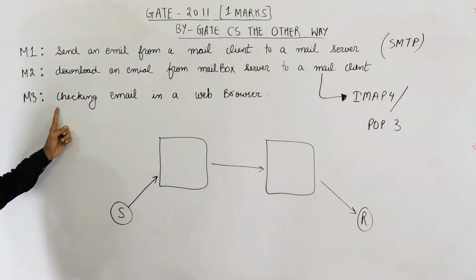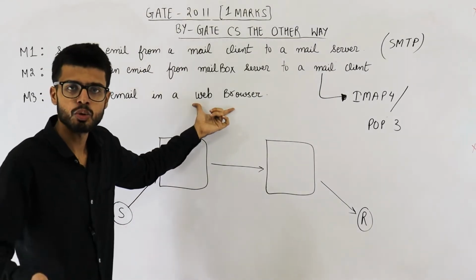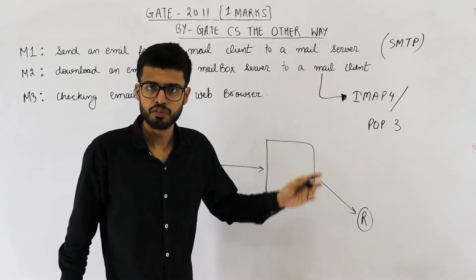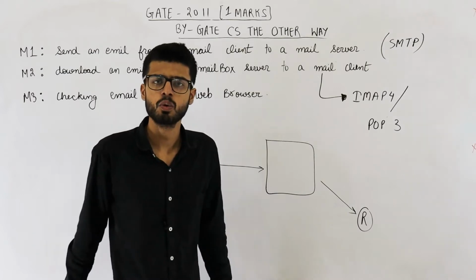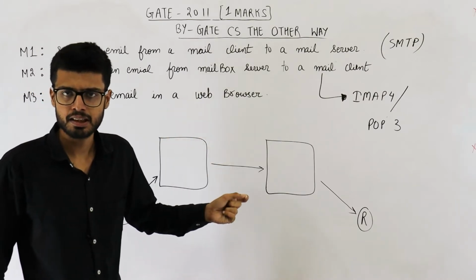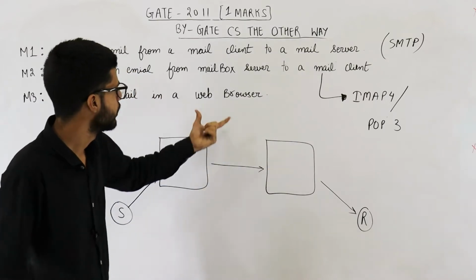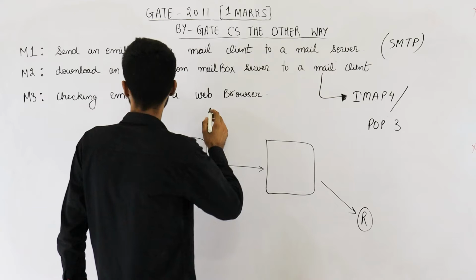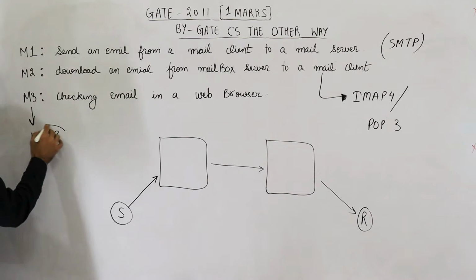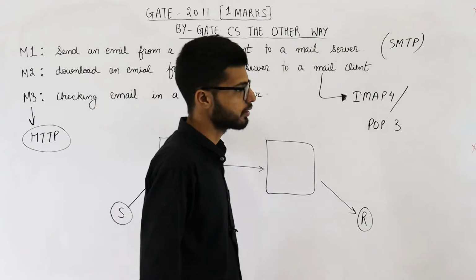Then activity M3 is checking email in a web browser. Whenever you are using a web browser, emails are shown as web pages. Some web page will be designed on which the email and all of its attachments are visible. For example, you are opening Gmail on Google Chrome. In that case, all the text in the email as well as the images are transferred over HTTP protocol. So for M3, we are using HTTP, Hypertext Transfer Protocol.